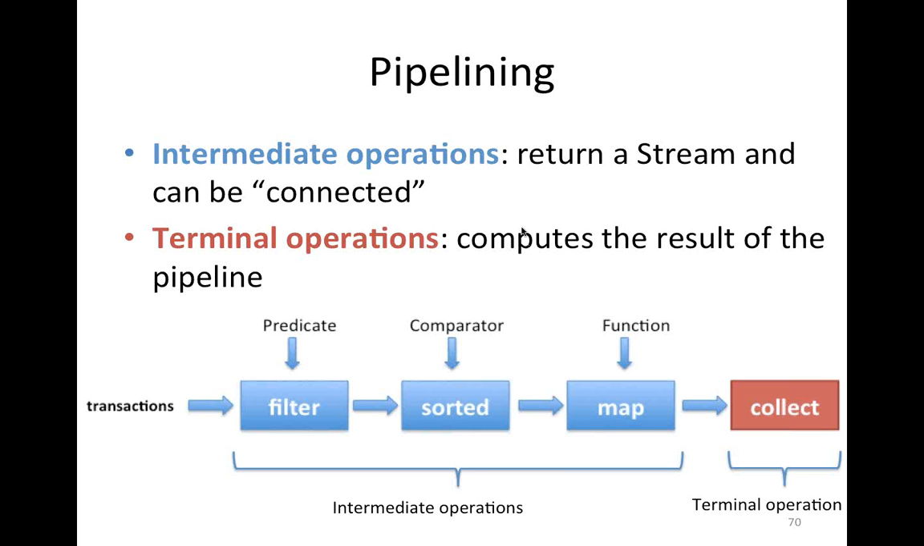Terminal operations are operations that actually compute a result in the pipeline. So essentially, you can connect all those intermediate operations together to create a nice pipeline that represents some data processing that you'd like to do. And as soon as you'd like to calculate this processing, you call a terminal operation. And in this example, the terminal operation is collect.